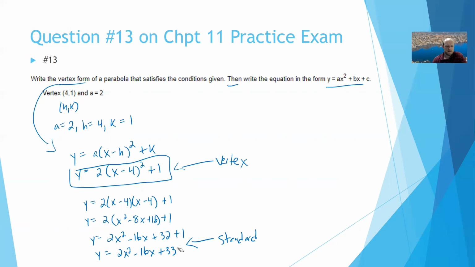Let me rebox this one so that if people are just reading the notes, you always have the option of reading notes there. I always post those. I think you have to download the PowerPoint though if you want to read the notes. So anyway, that's how we do number 13 on the practice exam.